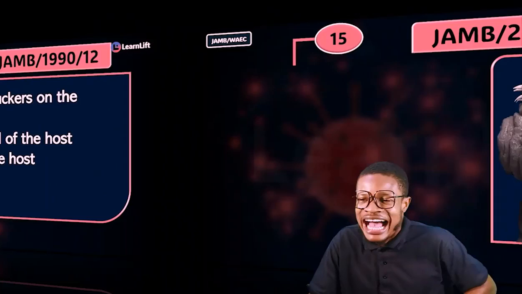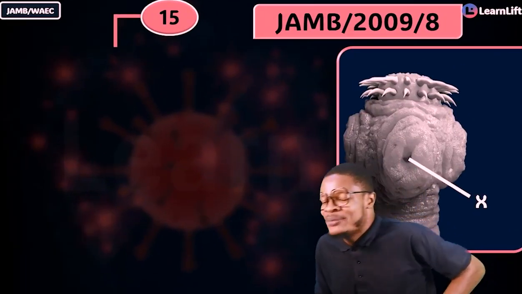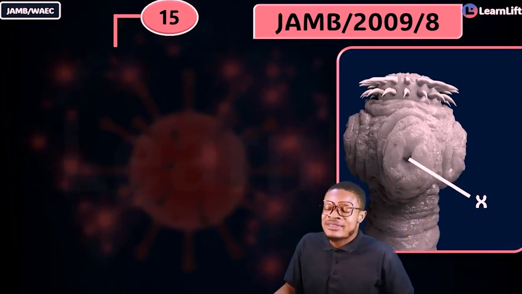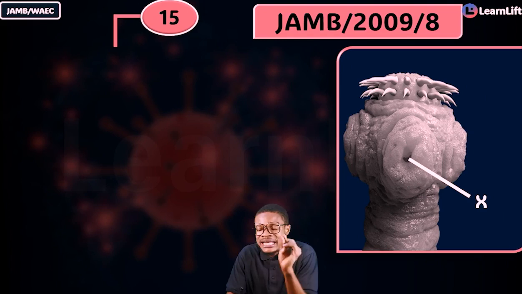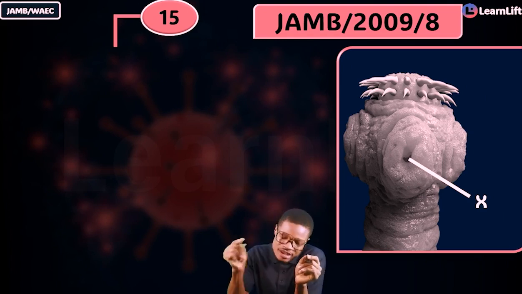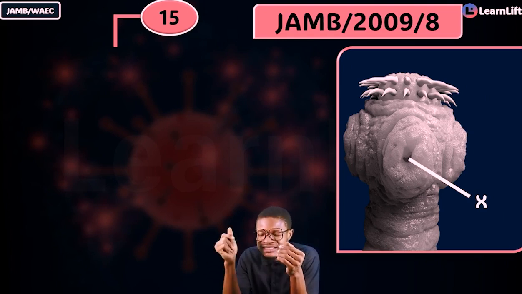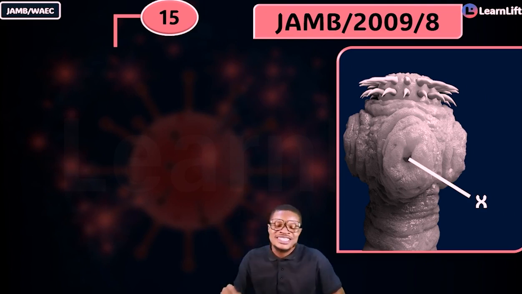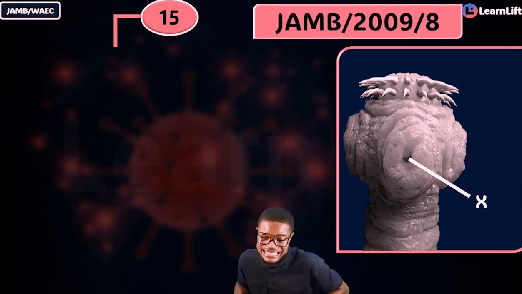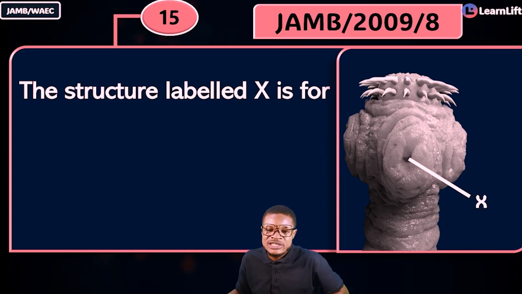Answer this question for me. JAMB 2009 question 8. That part labelled X. Tell me first, what is the name of that part before we even move? That part labelled X. Answer it. What is the answer? You're too much. It is called the what? The suckers, right?